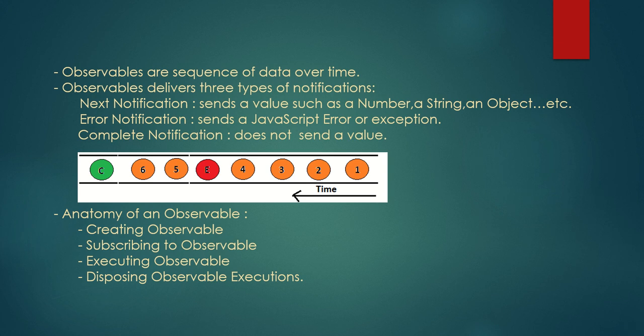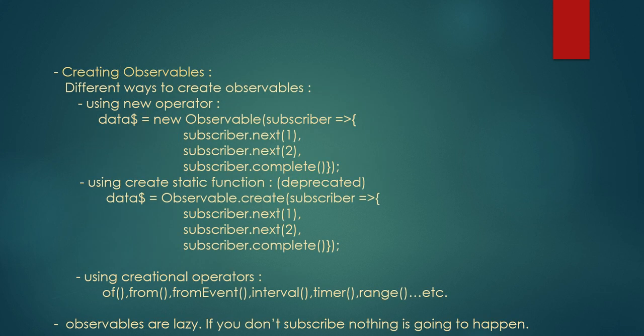If we want to use observables, we need to follow these steps. First, we need to create the object, then we need to subscribe to it, then we need to execute the observable, then we need to unsubscribe from the observable. Let's try to understand how to create the observable in this video. There are different ways to create observables. The first one is using the constructor of the Observable class by using the new operator. We use new Observable, then we need to pass the subscriber function that contains the methods to generate the three types of notification: next, error, and complete.